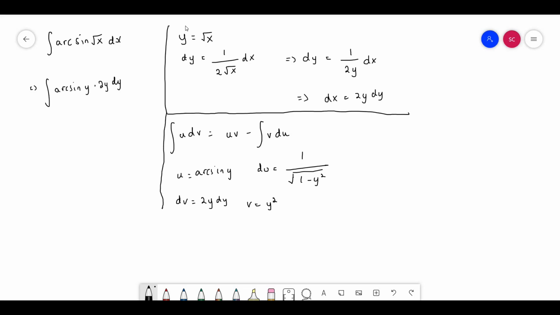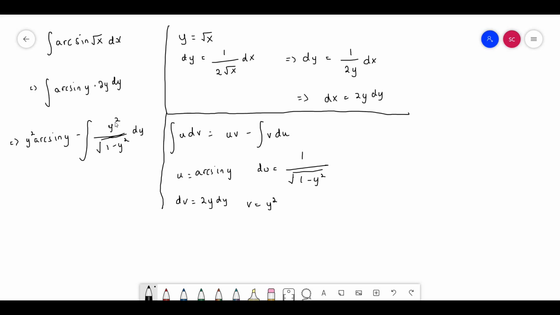Okay. So now when we integrate this, of course, we need uv. Our u is arcsine y, and our v is y squared. So this becomes y squared arcsine y. And then the integral of v du. Our v is y squared again, and our du is this right here. So we plug that in, and we get y squared over root of 1 minus y squared dy, right? Okay. So if you look at this, it looks pretty similar to the integral of arcsine y, but of course we can't ignore this y squared above here.